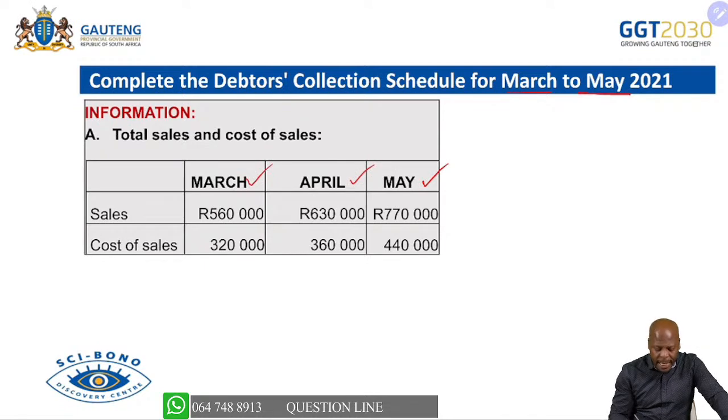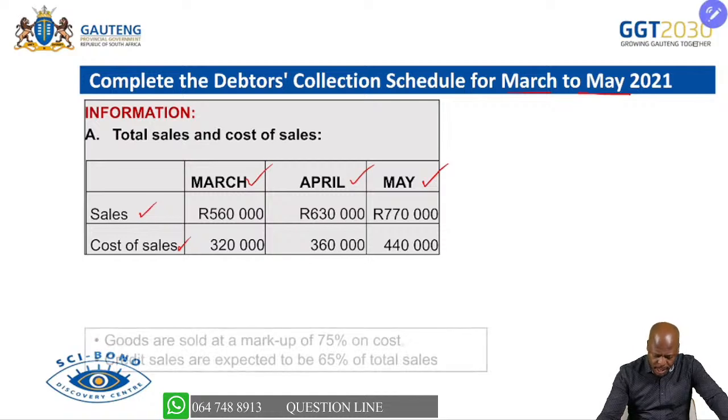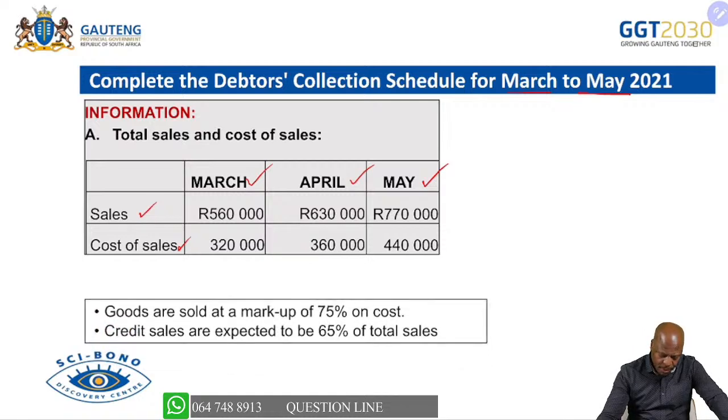And then we are given now sales. Here is our sales as well as our cost of sales. These are very important amounts, and we're going to use them as we will be completing our data collection schedule. And then let's see if we're given more information. There it is. Goods are sold at a markup of 75% on cost.